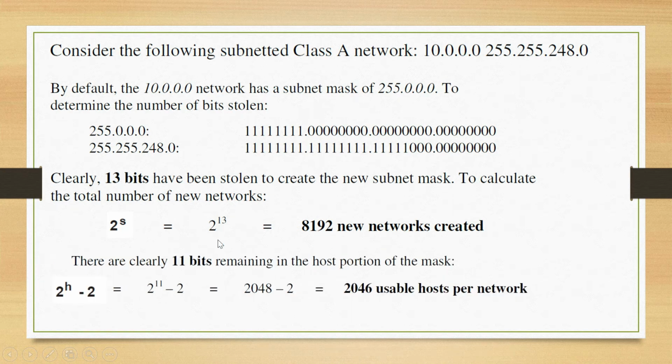Now, after the ones in the custom subnet mask, you have the zeros. These zeros will determine the usable hosts. We have 11 bits, so 2 to the 11 minus 2, which is equal to 2048 minus 2, and that is 2046 usable hosts per network. Why have we subtracted 2? Because of the subnet address and the broadcast address.